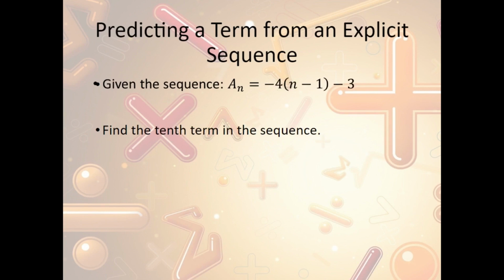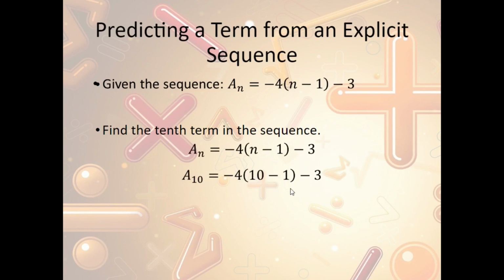So let's look at another example. Let's try to find the 10th term of this one. That's an is equal to negative 4 times (n minus 1) minus 3. So again, we plug in 10 for n. So this becomes a10 is equal to negative 4 times (10 minus 1) minus 3.